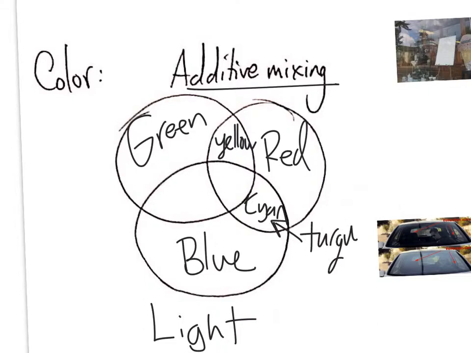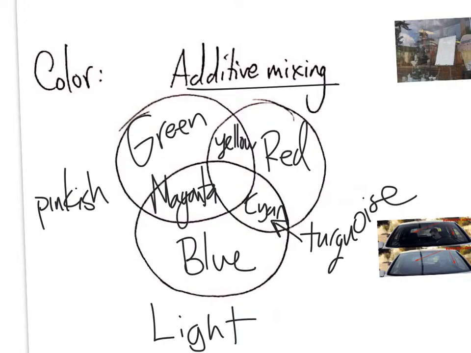How do I spell turquoise? No idea. Something like that. And when we mix green and blue, we get magenta, which is basically purple, kind of a pinkish purple. So this is interesting. And when we mix all three of them, we actually get white light. So we say that white light is made up of all these component colors.